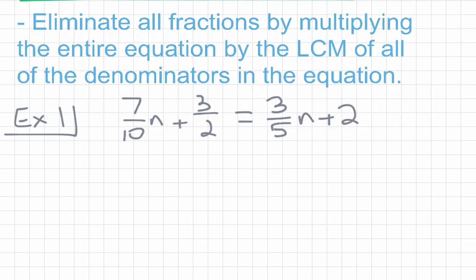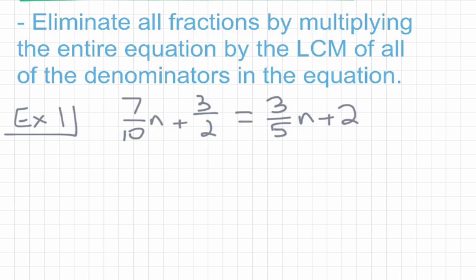Alright, our first example: we have 7/10 n plus 3/2 is equal to 3/5 n plus 2. What we're doing right now is trying to eliminate all our fractions. We do that by finding the LCM of the denominators. The denominators are 10, 2, and 5. We need to find the least common multiple of those 3 numbers.